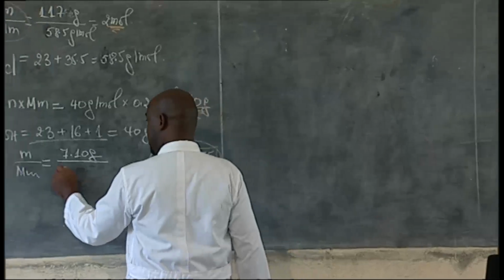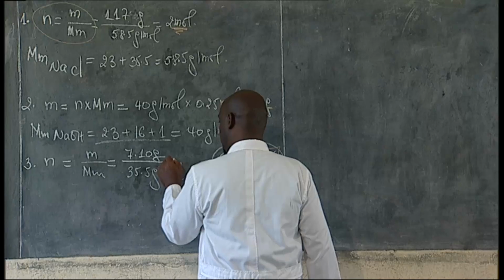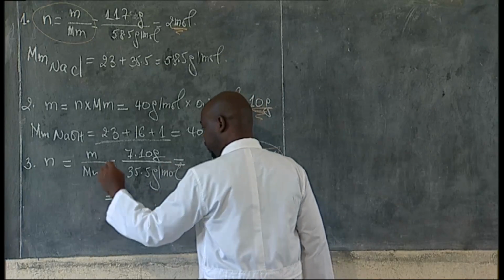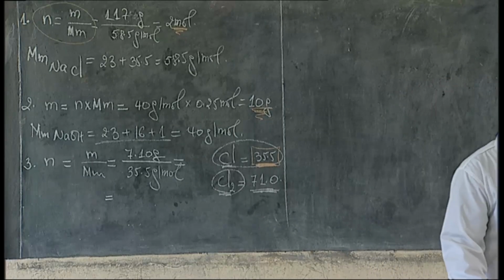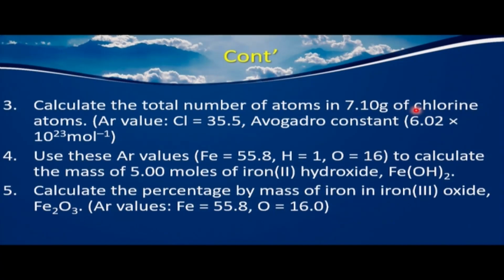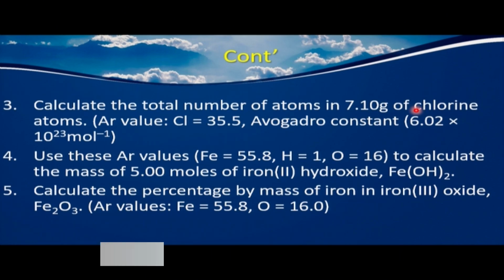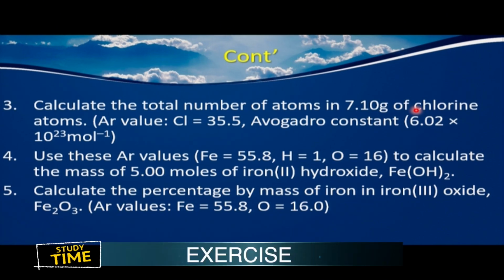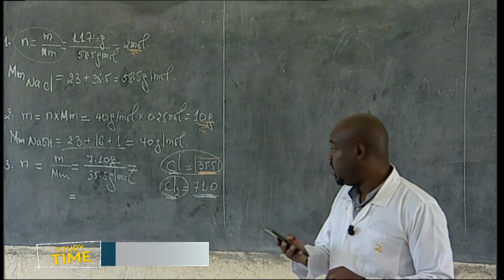So we use 35.5 grams per mole. And what do we get? What are we going to get? Let me take my calculator. And if we use our calculator, what do we get? You can take your calculators and we work it together.